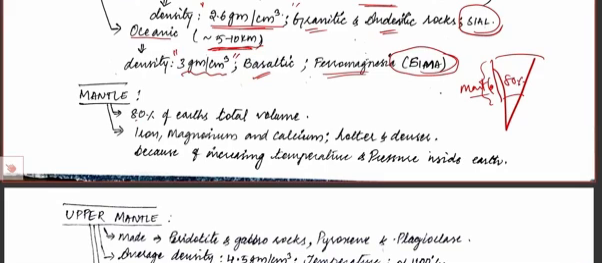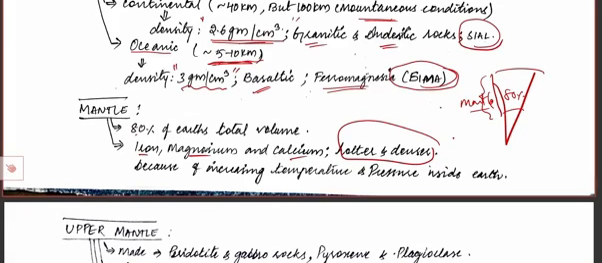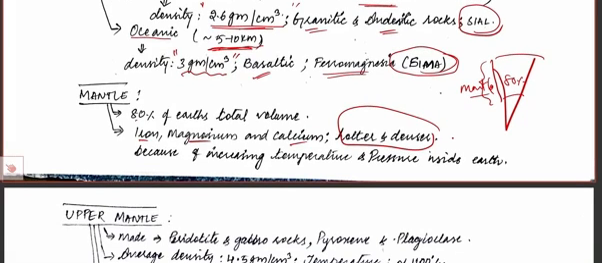80% is mantle, and it mainly consists of iron, magnesium, and calcium. This is hotter and denser. Due to these hotter conditions, as we discussed yesterday, subduction takes place in the mantle area.